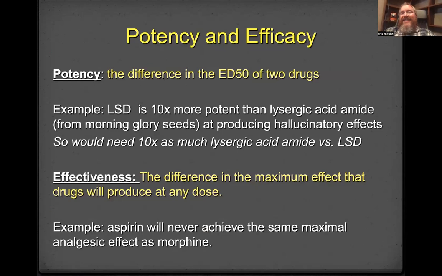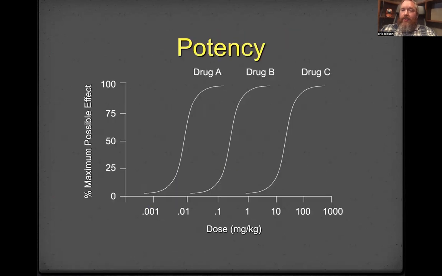Potency is generally measured across the x-axis, and effectiveness is generally measured across the y-axis. So potency is the difference in the effective dose 50 of two drugs. ED50 means the dose that would be effective in 50% of the population, and by effective I mean 50% effective. Effectiveness would mean that there's a difference in the maximal effect that the drugs will produce at any time. So for example, aspirin will never be as effective as morphine, whereas LSD would be much more potent than lysergic acid amide at producing hallucinatory effects.